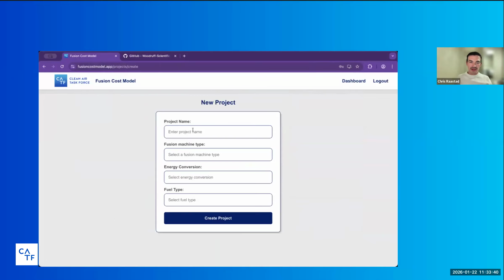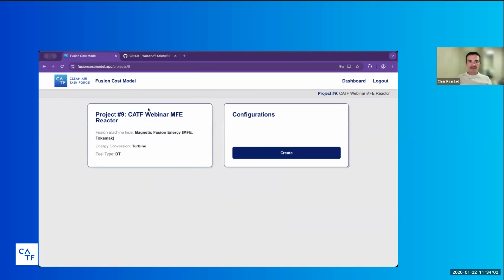You can create a new project for a fusion reactor. So, MFE reactor. Then machine type, you can go MFE, magnetic fusion energy, energy conversion, turbine, fuel type, DT. So after creating the new project, voila, now we can go and create a configuration.